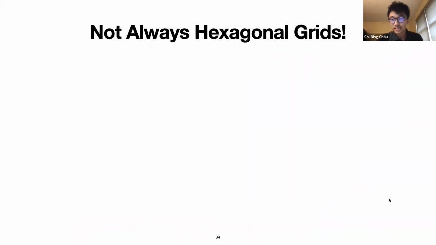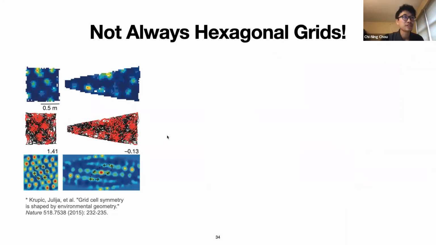To see the special cases in grid cells, people later noticed that they're not always hexagonal grids. For example, if you're in a different shape of environment, like this shape, or people also try other different shapes, you can see that it is already not really hexagonal.